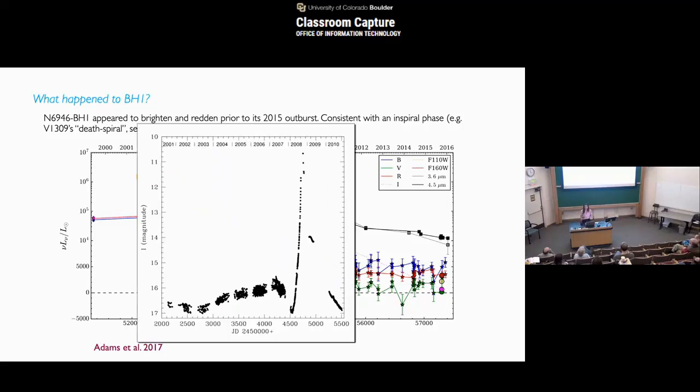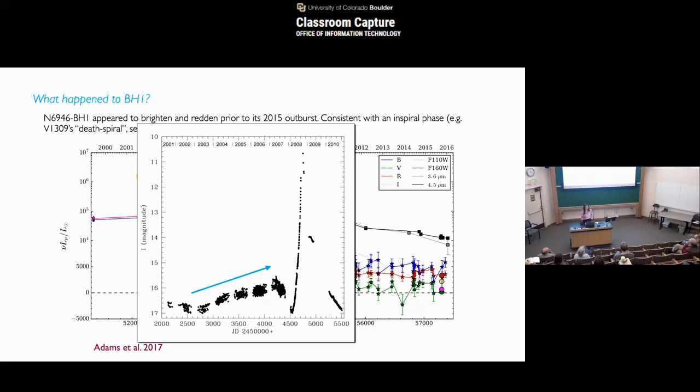And it looks very similar to a merger event that we have seen, and we know was a merger because we could tell the two stars were going around each other from the light curve. This is V1309. So you can see prior to its outburst, it was getting brighter, and then it had its outburst, and then it faded away.